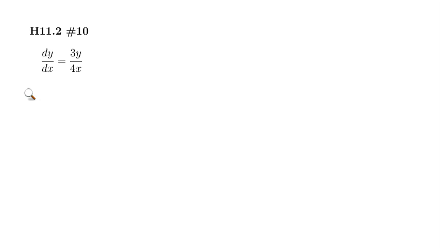This is the differential equation, and the first thing I would do is move 4 to this side and move y to this side. So we're going to multiply through by 4 and divide through by y. We get something like this. Then we can integrate both sides. Let's go ahead and do that.